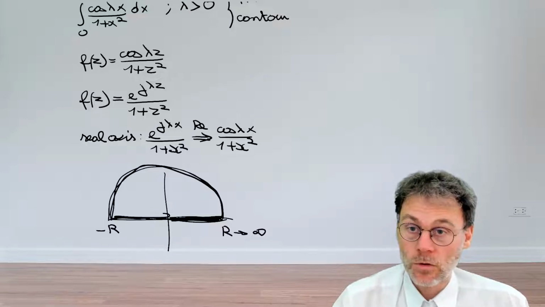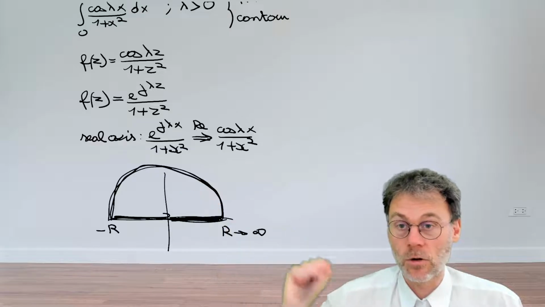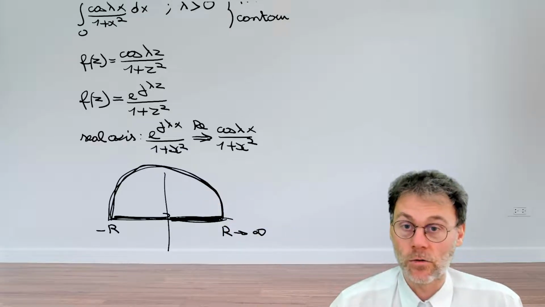So what I suggest you do now is pause the video, try and figure out where we have poles inside our contour, and then calculate their residues.